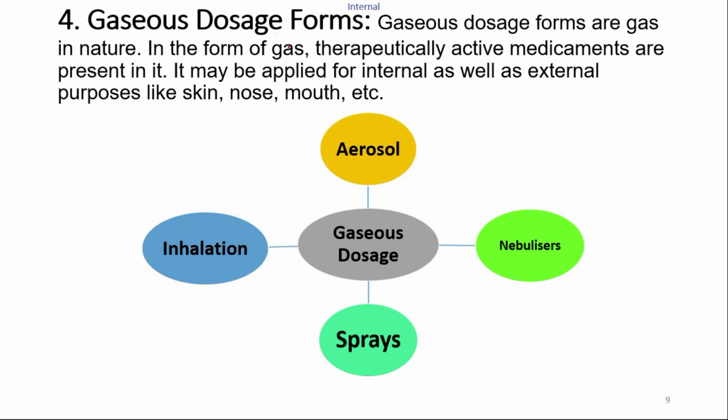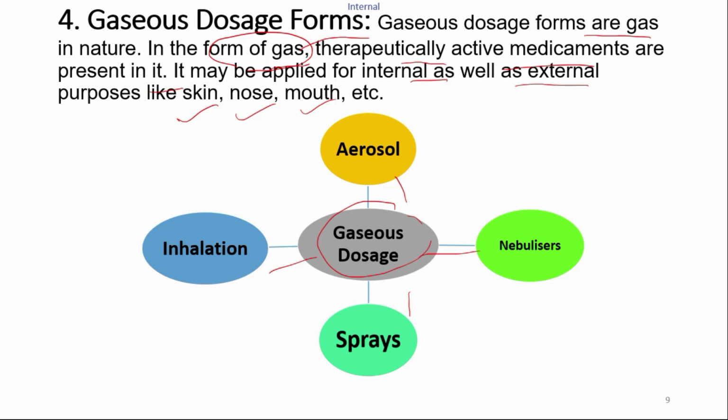Next is gaseous dosage forms. This is not that common as compared to the tablets, capsules and semi-solids, but yes, this is also one of the important dosage forms. Gaseous dosage forms are gas in nature. Therapeutically active medicaments are present in the form of gas. It may be applied for internal as well as external purposes like skin, nose, mouth. Right? Examples of gaseous dosage forms include aerosols, inhalations, nebulizers, sprays, right?